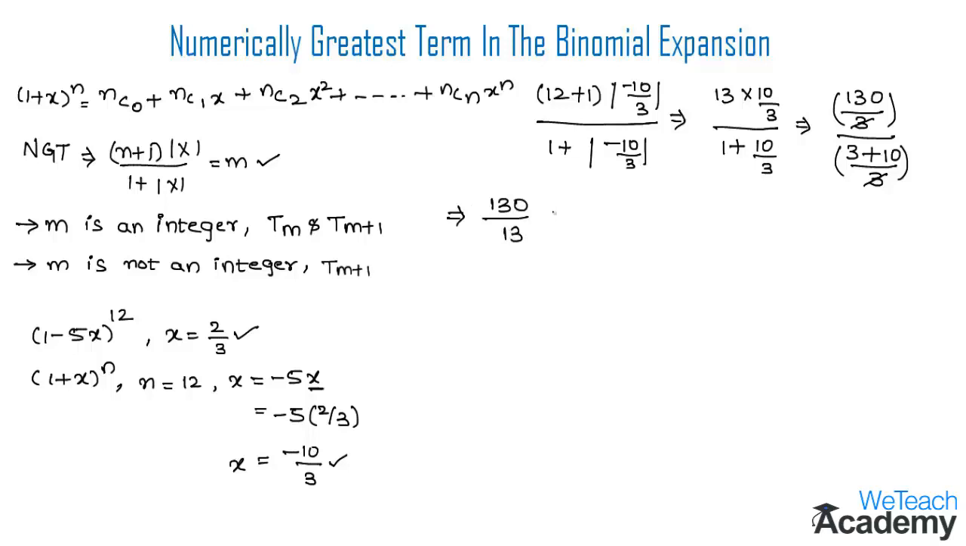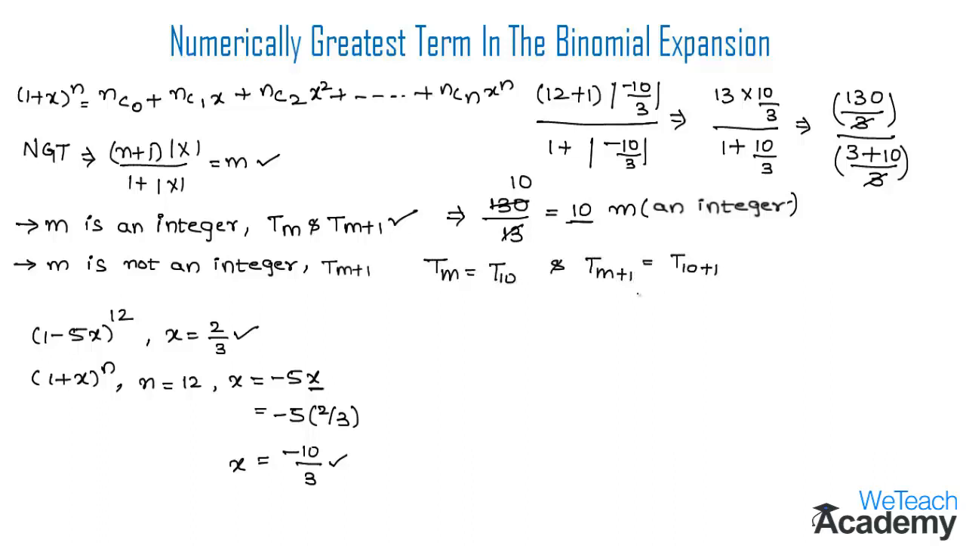On simplifying, we get 13 1 times is 13 and 13 10 times would be 130, which would come as 10. And 10 is nothing but m here, and we know that if m is an integer, then we have two numerically greatest terms, which are tm and tm+1. And tm would come here as t10 and tm+1 would be t10+1.